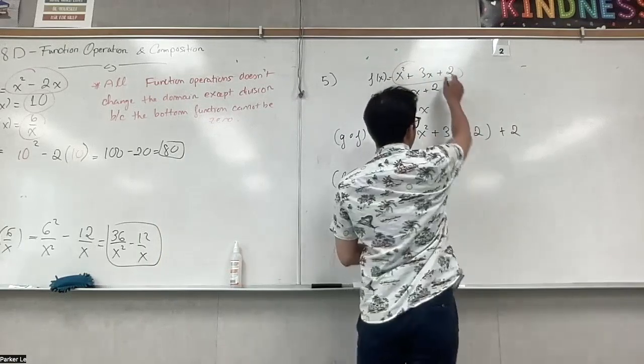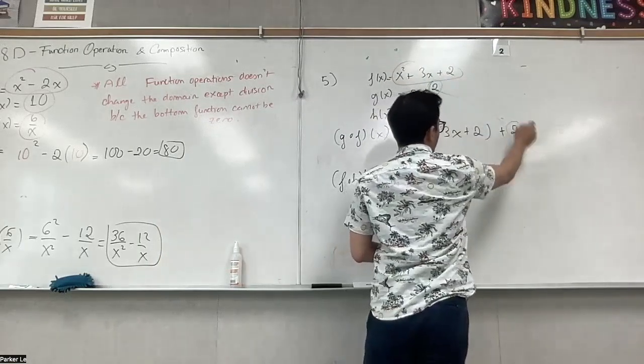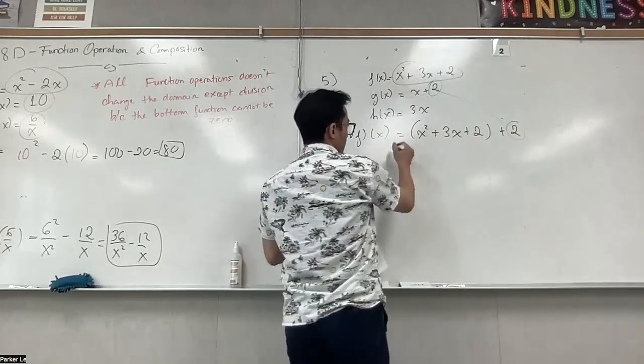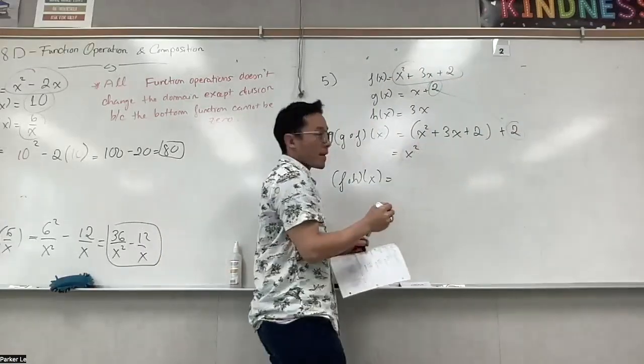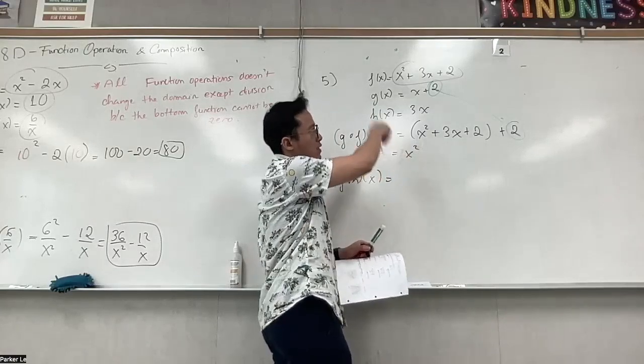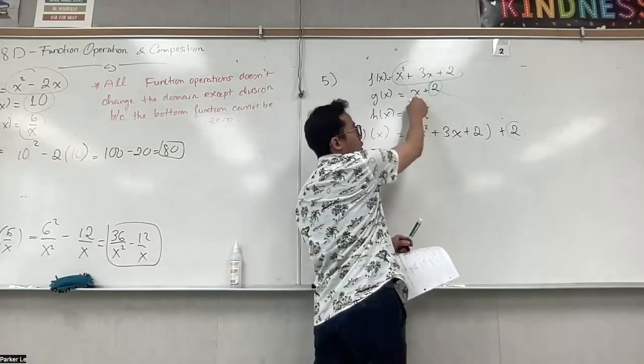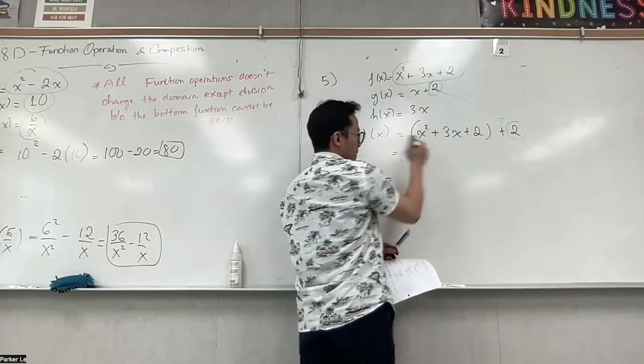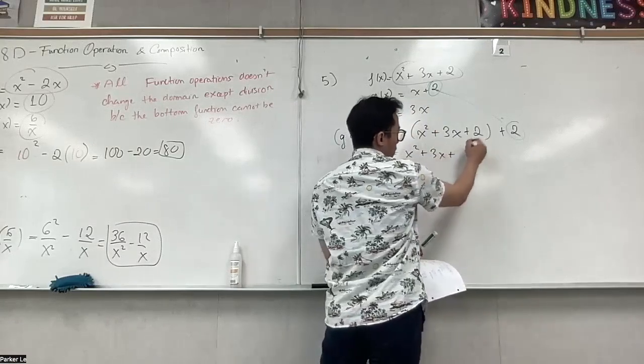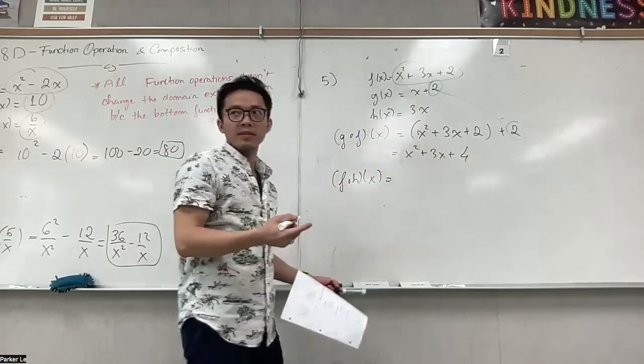So this 2 is from here. You have to put the parentheses. Well, you don't need to. I just put parentheses so you understand this comes as a whole. So plus 4, right? 2 plus 2 is 4.